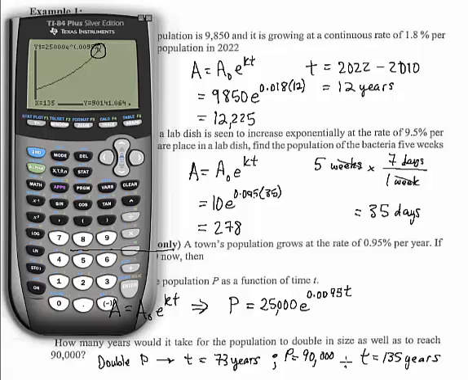approximately at that time. If we wanted to write an ordered pair for this, we would write 135, since T was represented by X in the calculator. This is T, and then the y-axis was P. So X comes first, or our time, 135, and then 90,000.